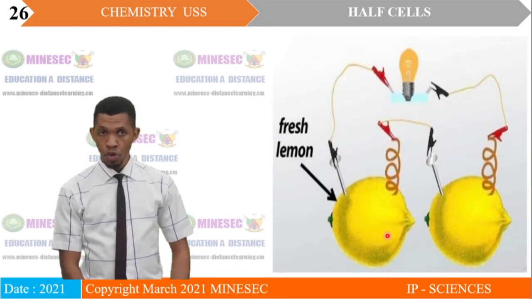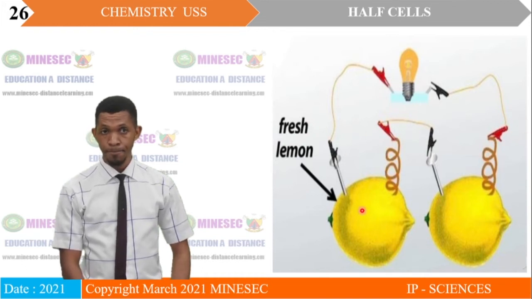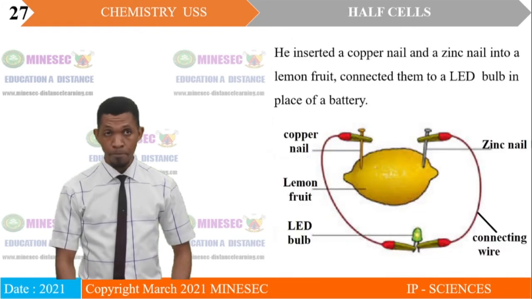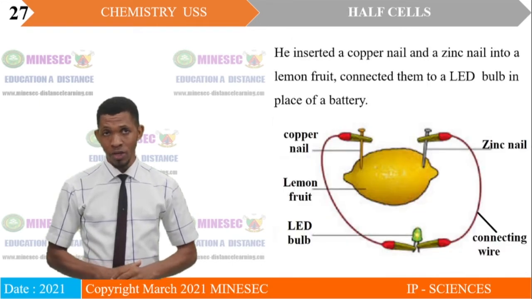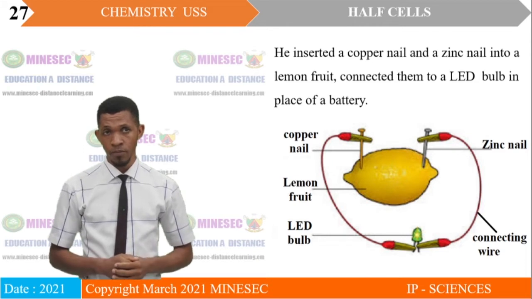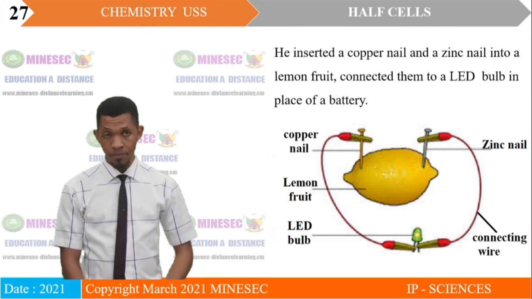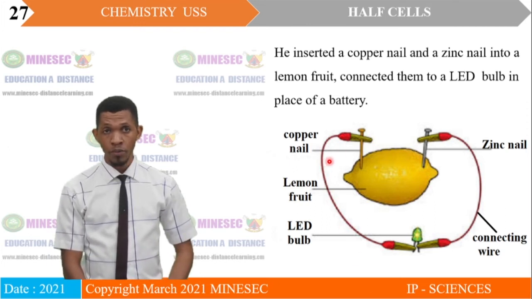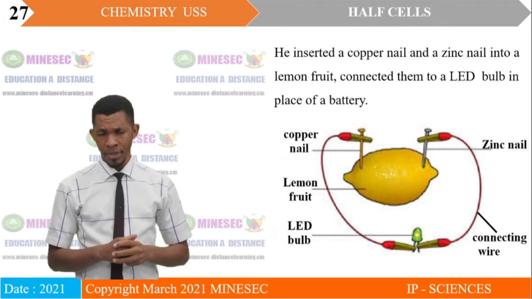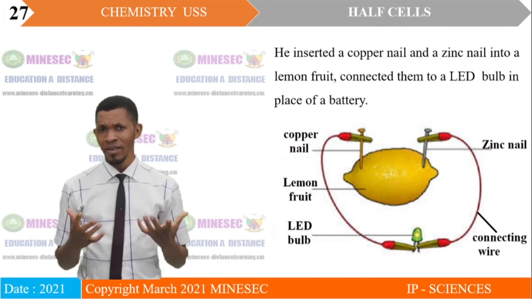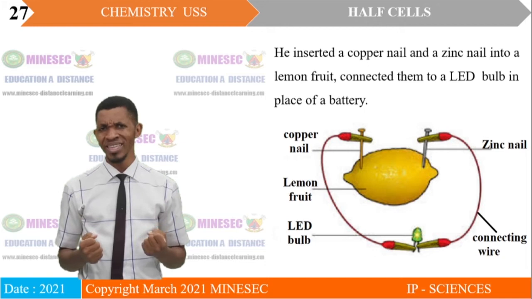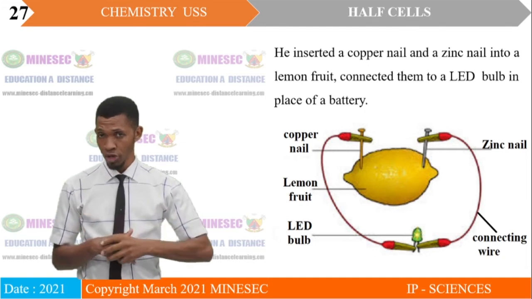You have on the picture a lemon fruit connected to a bulb using connecting wires. He inserted a copper nail and a zinc nail into a lemon fruit, connected them to a lead bulb in place of a battery. You have the copper nail and the zinc nail, connecting wires, lemon fruit, and the lead bulb. The problem here is to explain how lemon fruit will generate electricity and light an electric bulb.